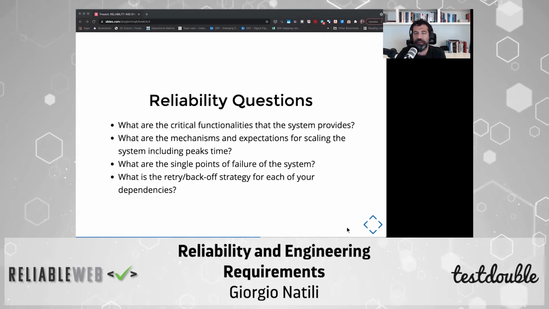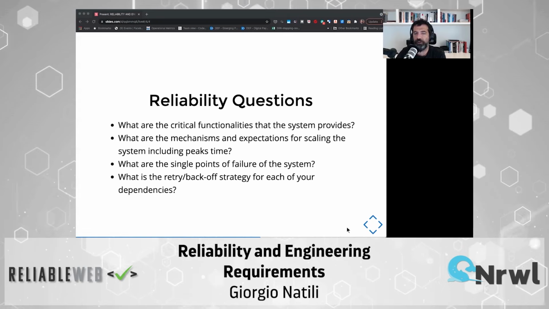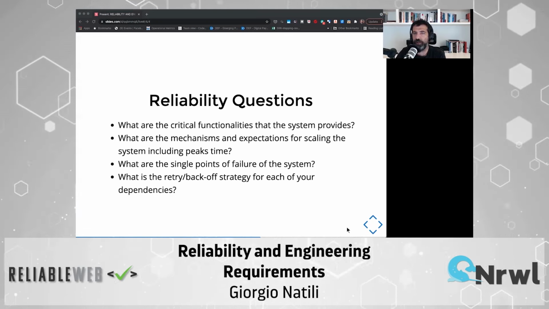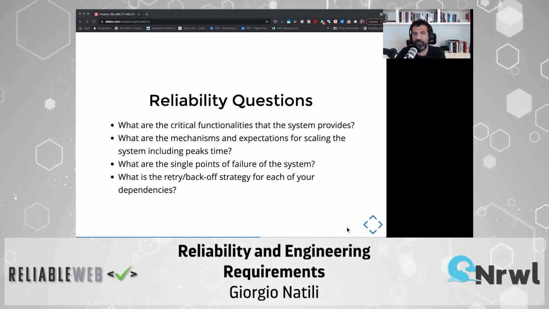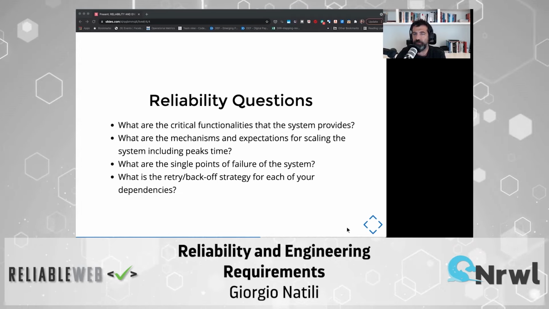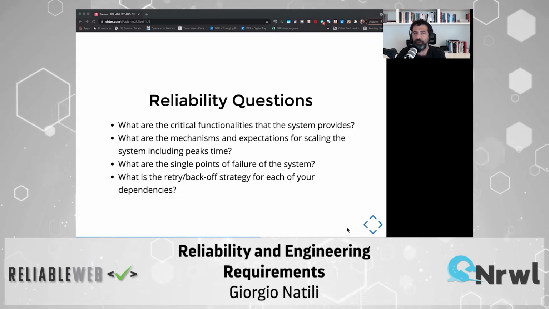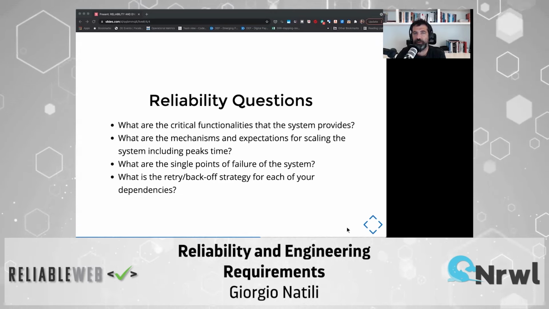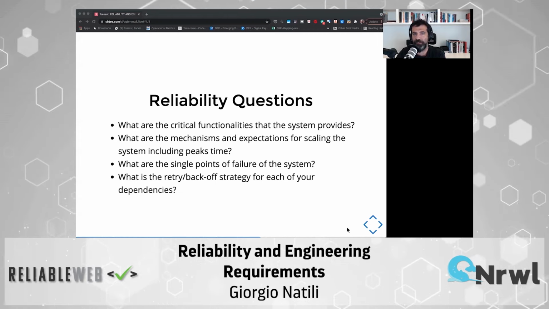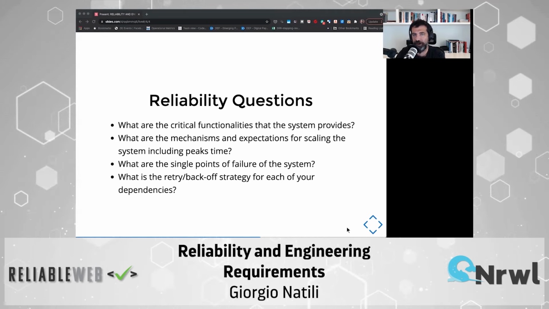From a reliability perspective, you can use different questions. You can ask yourself, what are the single points of failure of the system? What is the retry back-off strategy for each of your dependencies? Imagine you're consuming a service that is external, not under your control. What is your retry strategy? Twice, 3 times? What is the back-off strategy? How do you move back from that dependency, and how do you create reliability without having control of all the components that are part of your systems?